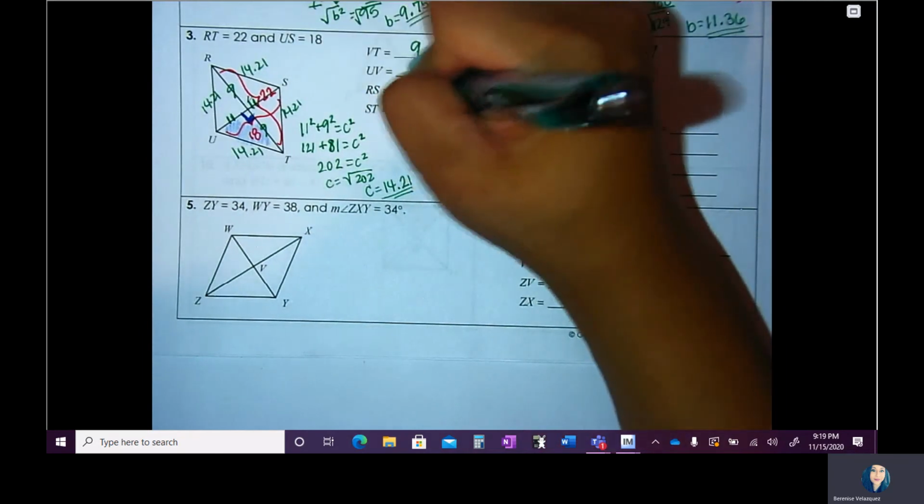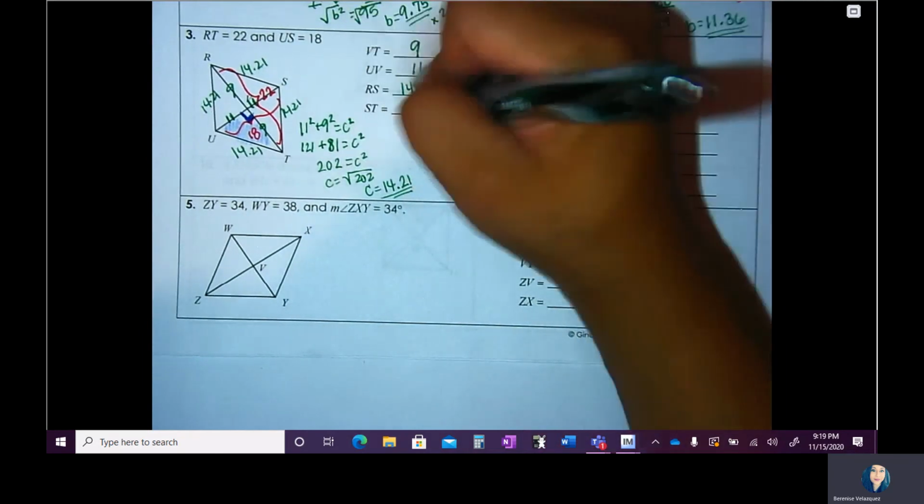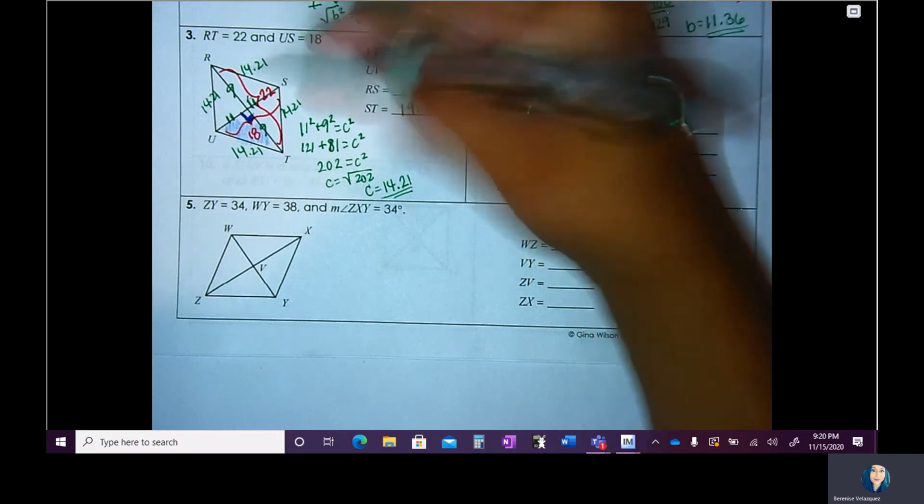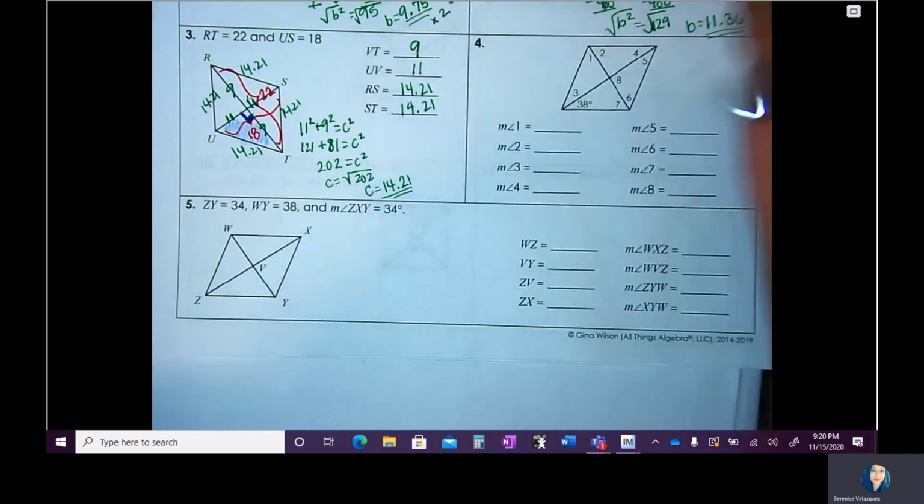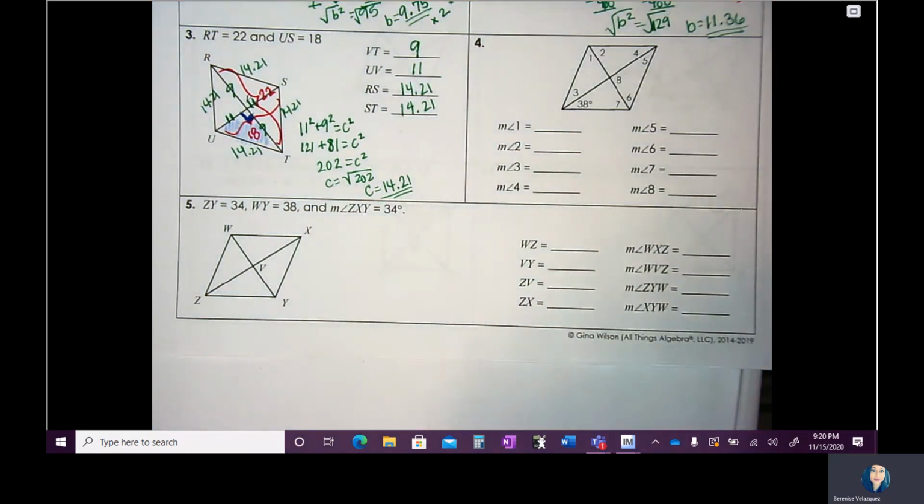So the difference is we do not double this because they wanted one side and they wanted another side, they're exactly the same. So do not make the mistake of doubling it like we did in the other one. Okay, now we're going to move on.